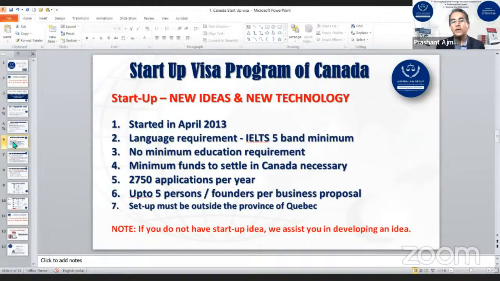You must have minimum funds to settle in Canada, which could be anything between $25,000 to $30,000, depending on the number of family members. There is a special quota, where 2,750 applications are being accepted per year, which has never been exhausted till date, since 2013, since we have started working on this program. Up to 5 founders per business can be included in one startup, and that startup must be established outside the province of Quebec, because Quebec province has its own separate startup visa program.